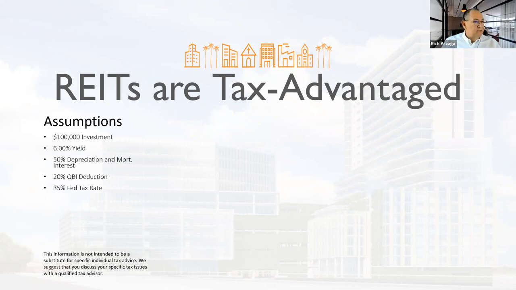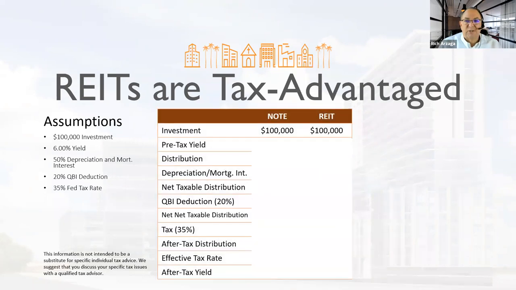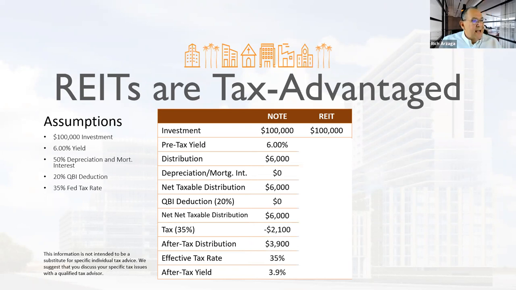Let's see what happens with those assumptions if we invest in a note. A note is basically taking back a note from somebody. You lend them $100,000 and they pay you 6% a year. That's what that is. So on a pre-tax yield, you get your 6%, which means that you get $6,000, which isn't too bad. But there's no write-off because notes are all ordinary income tax. There's no tax benefits to that. So your taxable distribution is still 6%. There's no QBI deduction or credit for that either.